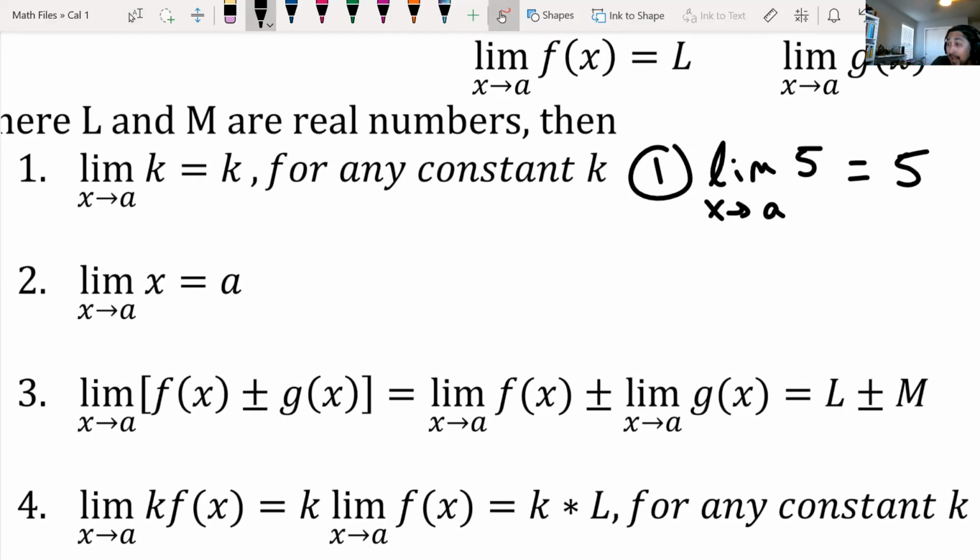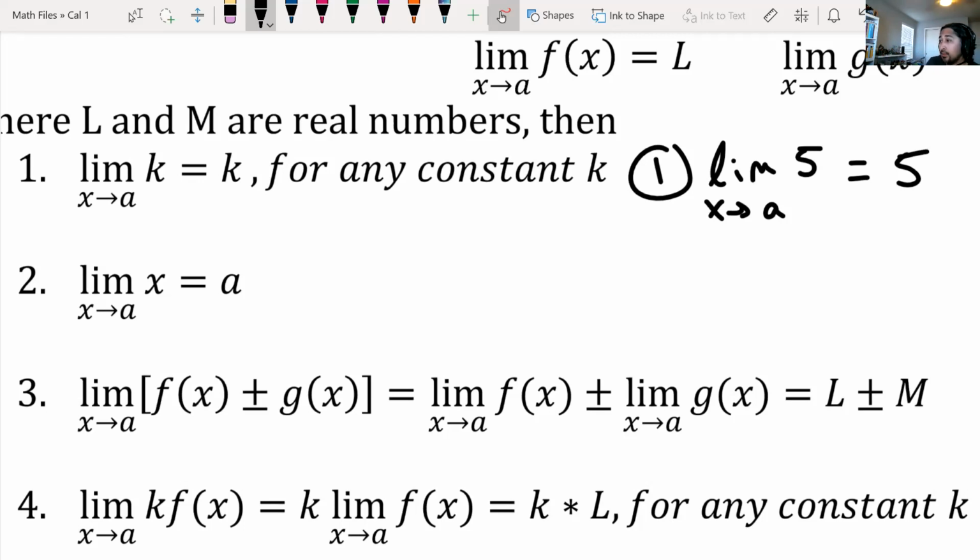So it doesn't matter if it's 10, 15, 100, 1000. The limit of a constant will always be a constant. And remember what it means to be a constant. To be a constant means that it's just a number without a variable. That's what a constant is.